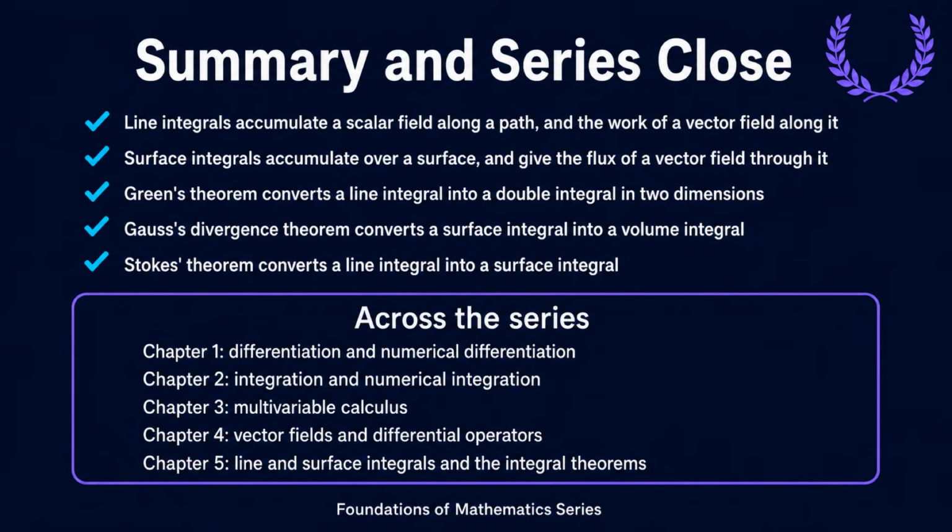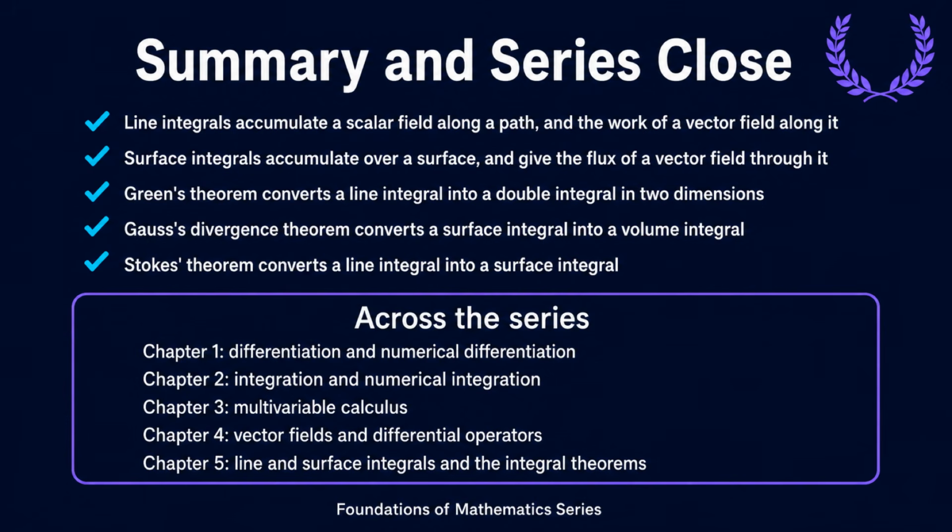Let us close the chapter and the series. Line integrals calculate accumulated values along a path for scalar fields and work for vector fields. Surface integrals calculate accumulated values on surfaces and flux for vector fields. Green's theorem converts line integrals to double integrals in 2 dimensions. Gauss's divergence theorem converts surface integrals to volume integrals in 3, and Stokes' theorem converts line integrals to surface integrals as the 3-dimensional version of Green. In materials science, these are applied to diffusion flux and conservation laws.